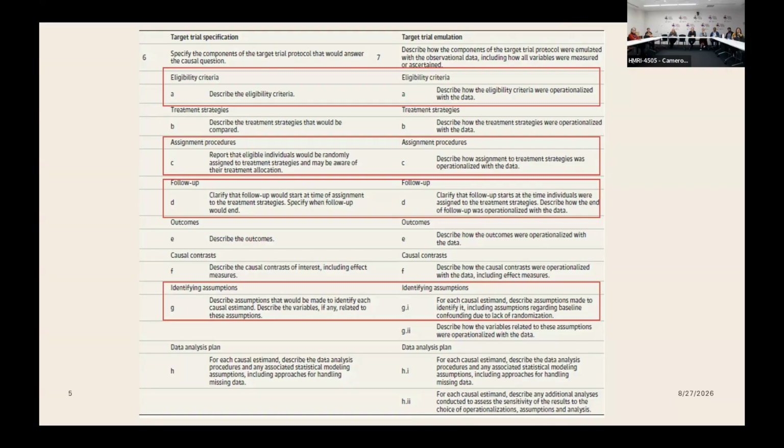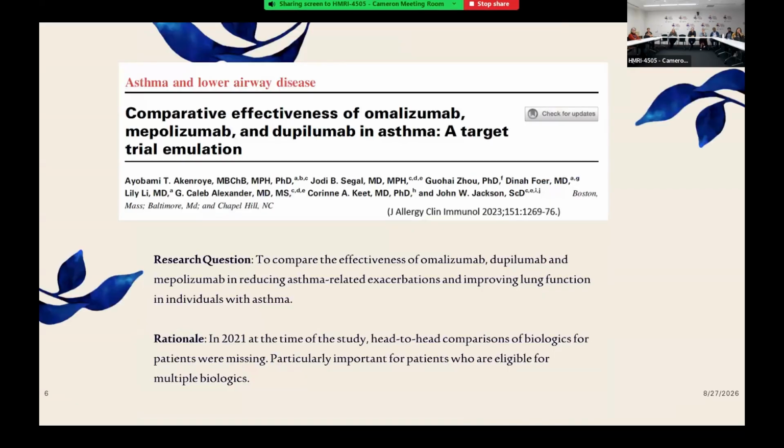It's probably better to show you five examples. So we're going to look, as I said, at this study, which was in JACI 2023 by Akenroy, about a comparative effectiveness of omalizumab, mepolizumab, and dupilumab in asthma, a target trial emulation. The question was to compare the effectiveness of all three in reducing asthma-related exacerbations and improving lung function in individuals with asthma.